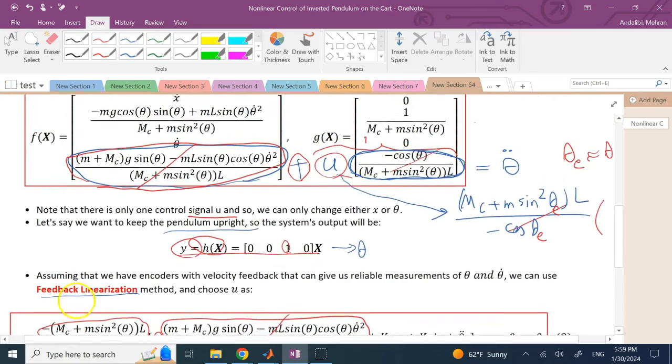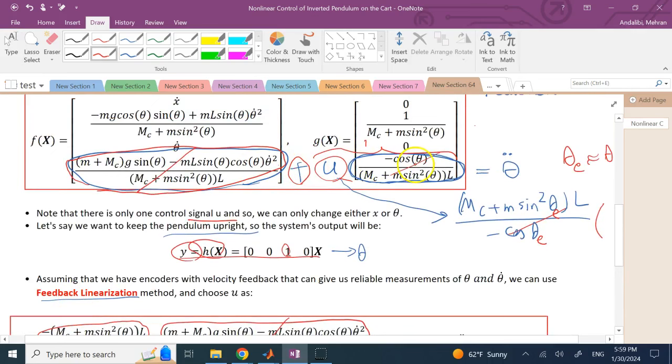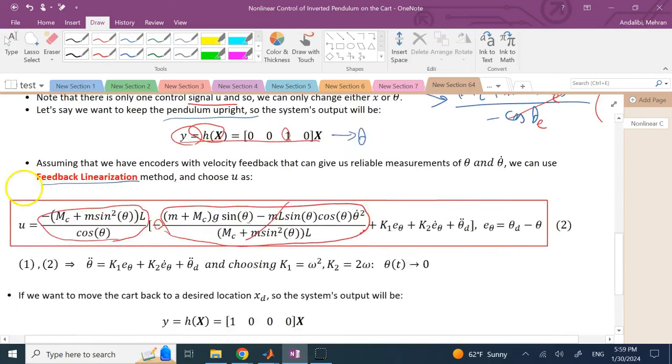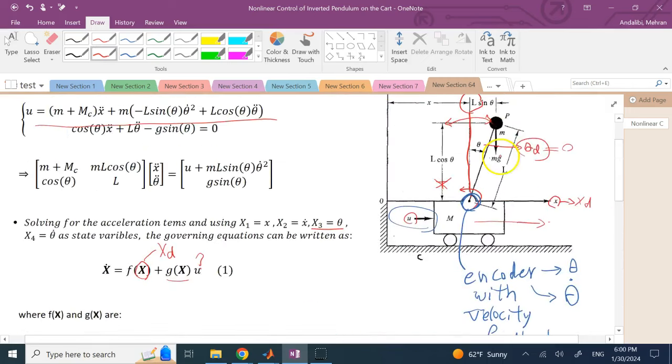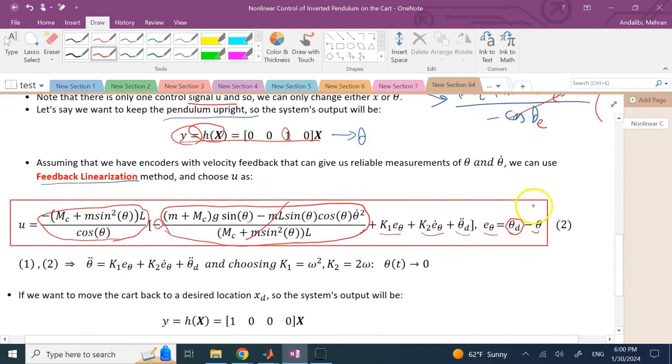So your theta double dot becomes, in this case, 0. But I don't want theta double dot equal to 0. So what do I do? I add some extra terms to it. What are these terms? These terms are k1 times error in theta plus k2 times error in theta dot, or the time derivative of error in theta, plus theta desired double dot, where error in theta is defined as theta desired minus theta. This theta desired could be a constant number, like in this case we said it is 0, or it could be a variable thing.